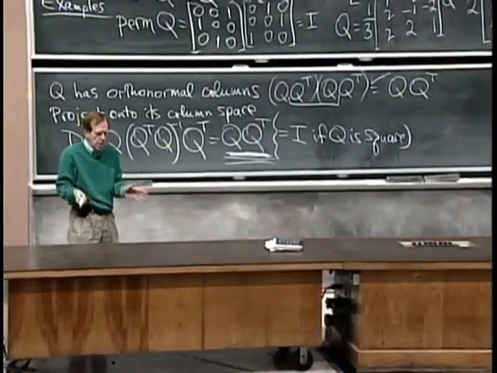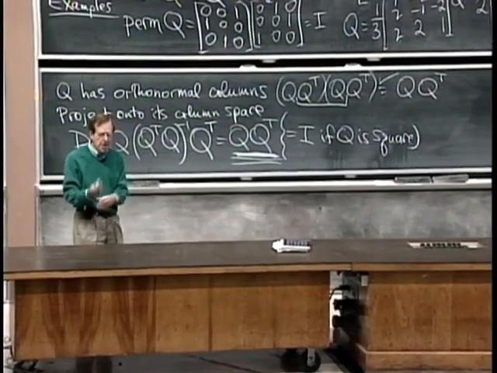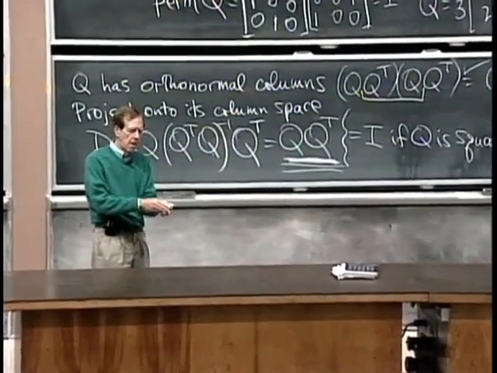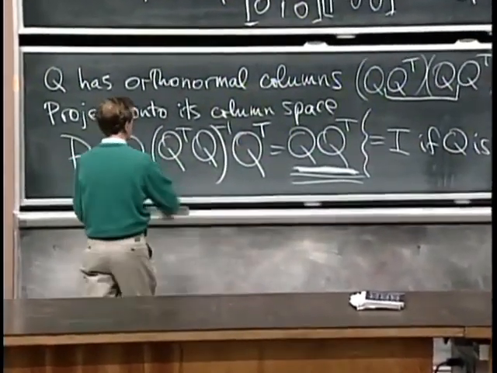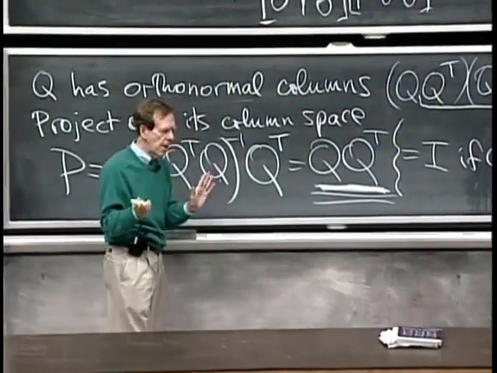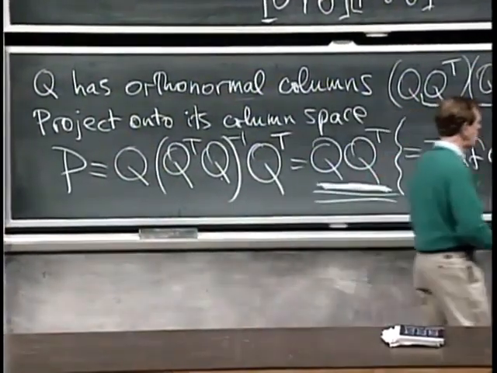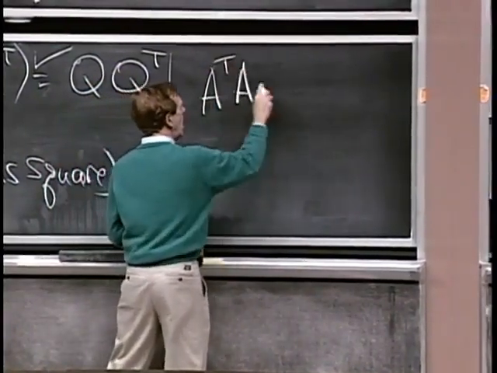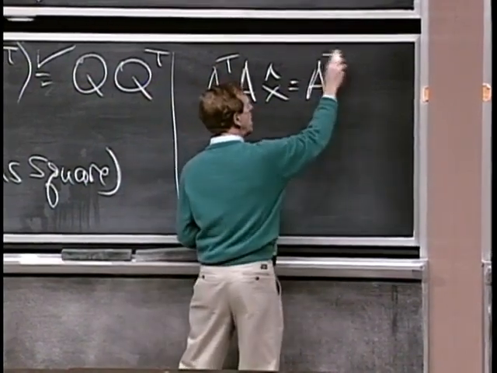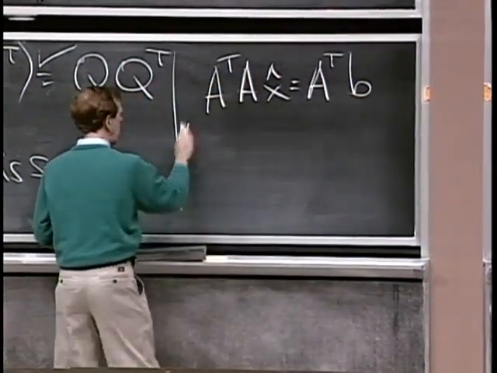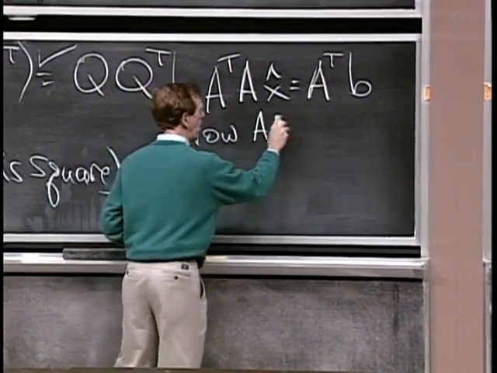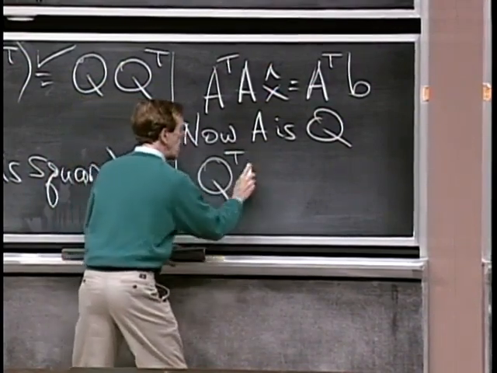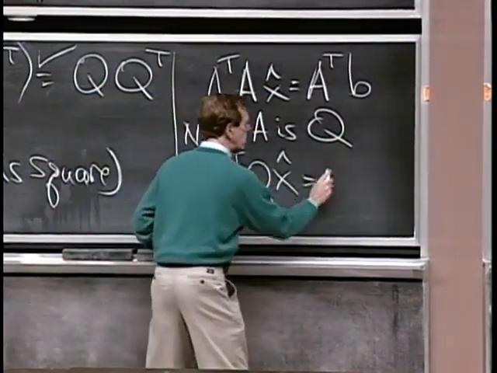All the messy equations of this chapter become trivial when we have this orthonormal basis. What do I mean by all the equations? Well, the most important equation was the normal equation. You remember the old A transpose A x hat equals A transpose B. But now A is Q. Now I have Q transpose Q x hat equals Q transpose B.